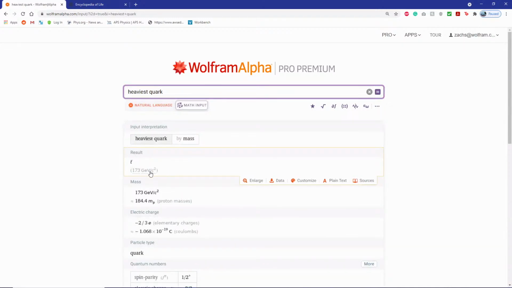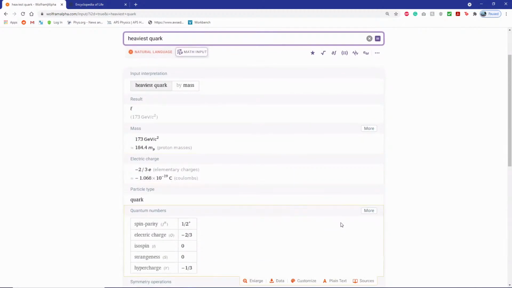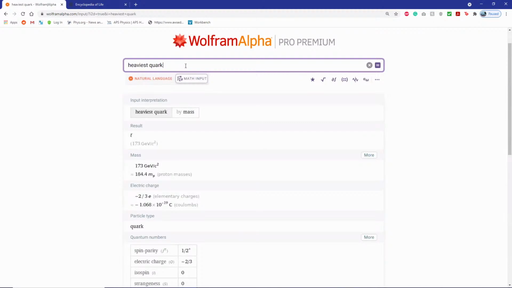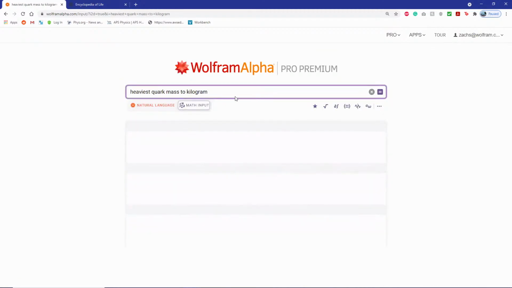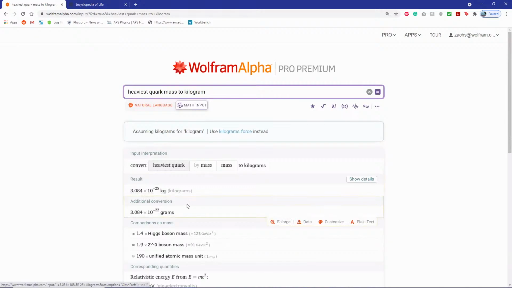Its mass is top quark, 173 GeV over c squared. Let's convert it to kilograms. Top quark mass converted to kilograms, it's going to be very small. I used to know it off the top of my head. There it is, 3.8 times 10 to the negative 25th. It's small enough that it's relativistic.